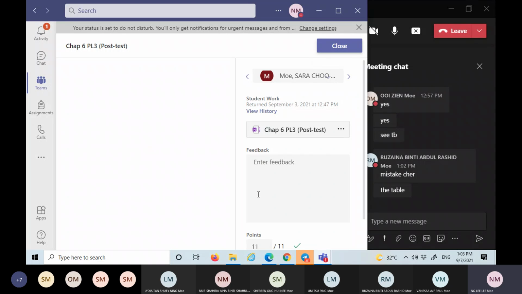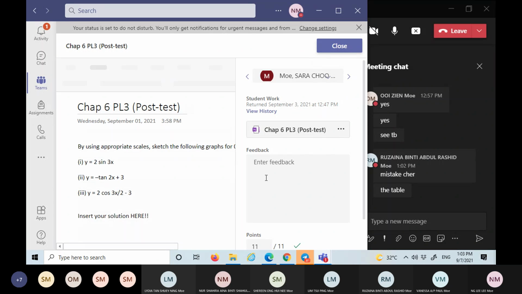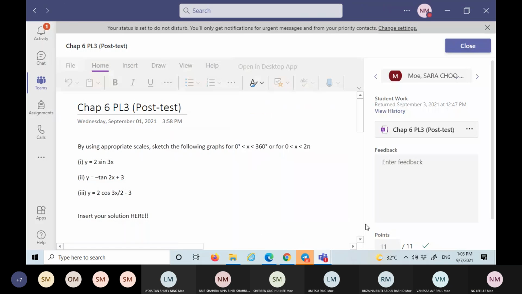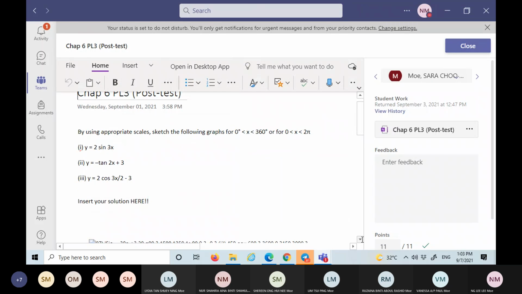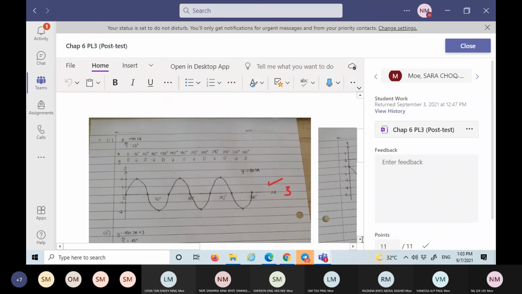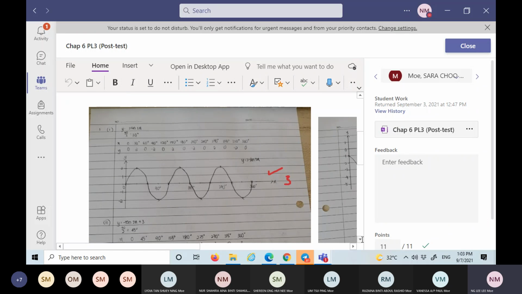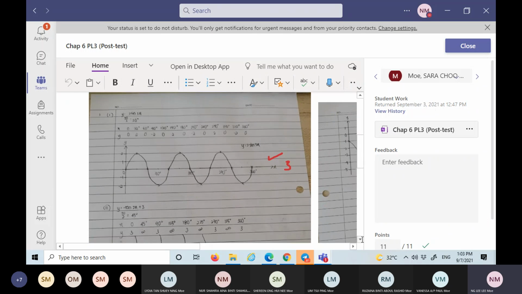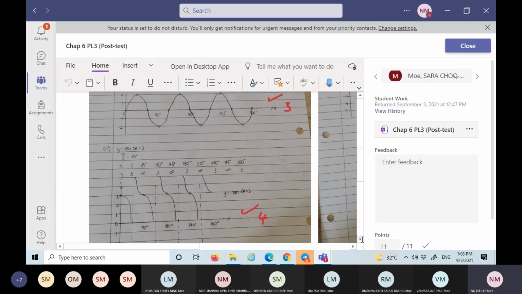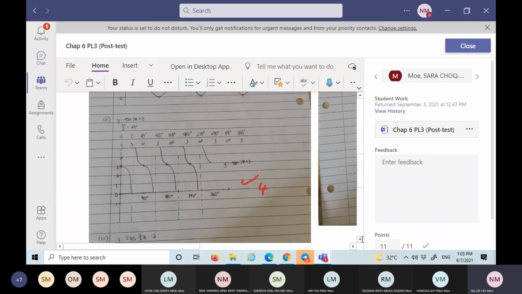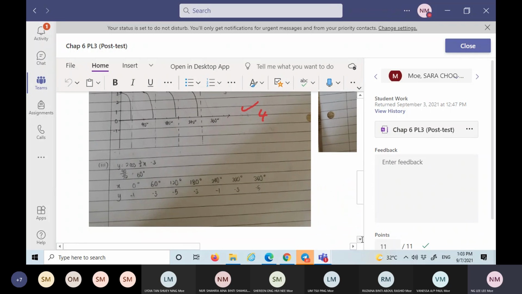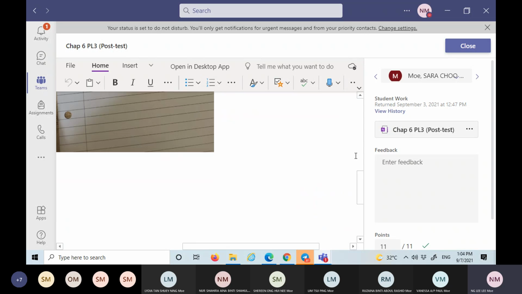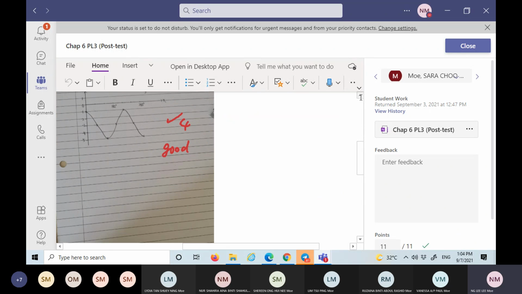Okay, Sarah. I think Sarah gets full marks. You see, she used table methods. This one also she used table methods. Then the third question, table method still. Then the answer is here.